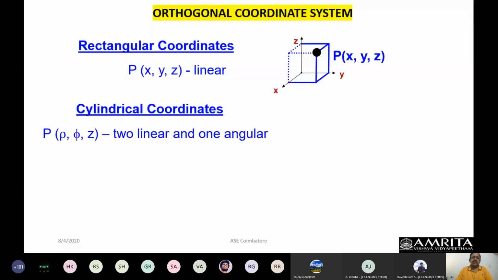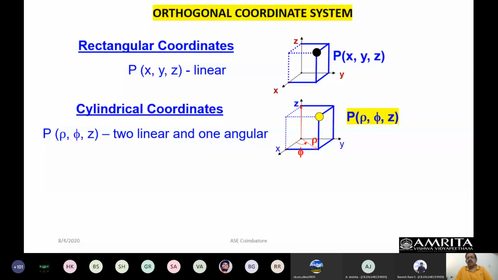So I have two linear coordinates and one angular coordinate. The two linear coordinates are going to be rho and z, where rho is the radius vector and z is the height. And phi is what is known as the angular coordinate, that is the azimuthal angle. I will explain that a little more shortly. So this is the imagination for the three coordinates. The point marked in yellow is going to be rho, phi, z.